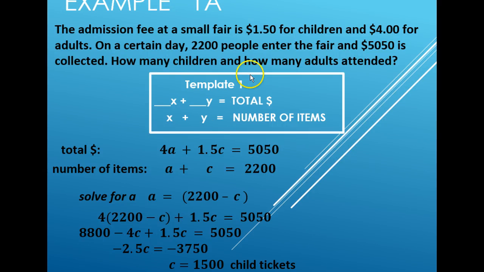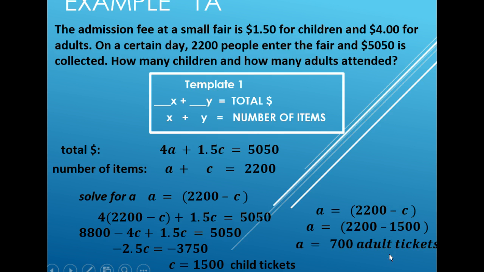Now, they also want to know how many adults attended, or how many adult tickets we sold. So we have to go back up to this equation, which is the same as this equation, and plug in the 1,500. So we take A equals 2,200 minus the child's tickets, plug in the 1,500, and we get that we sold 700 adult tickets.